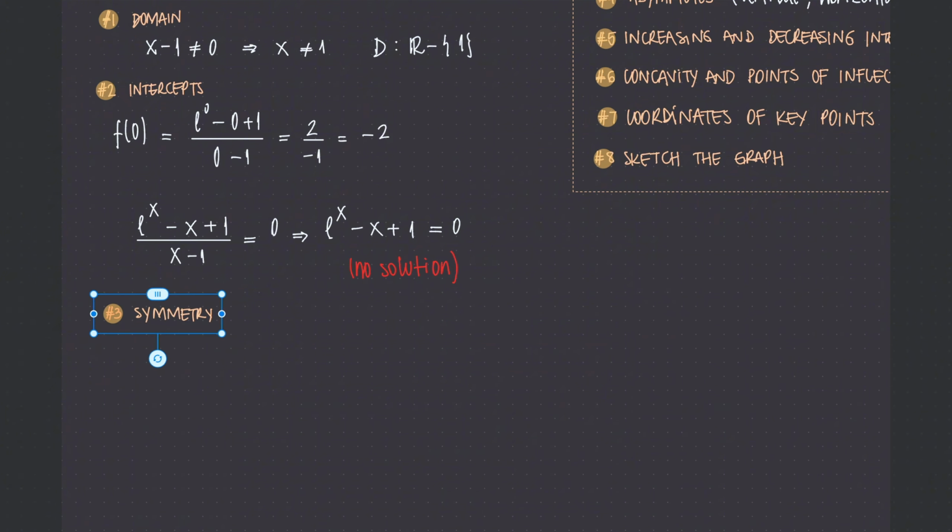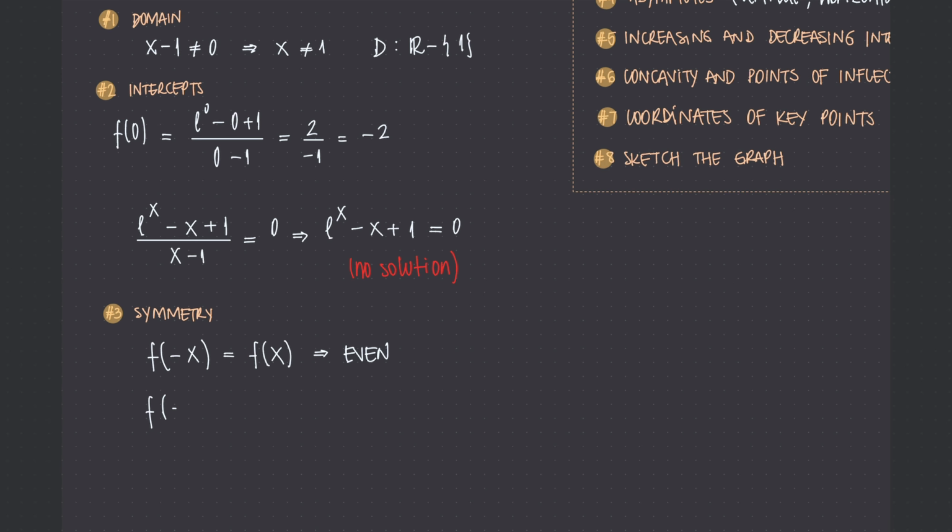Now, number 3, and we're not yet talking about derivatives, not yet. Symmetry can be found when we replace x by negative x. And if we find that f of negative x is equal to f of x, that means that the function is even, which means that it's symmetric about the y-axis. The y-axis serves as a mirror. If by replacing x by negative x, you get the same expression as negative f of x, meaning the negative version of the function, that means that the function is odd, which means that it's symmetric about the origin.